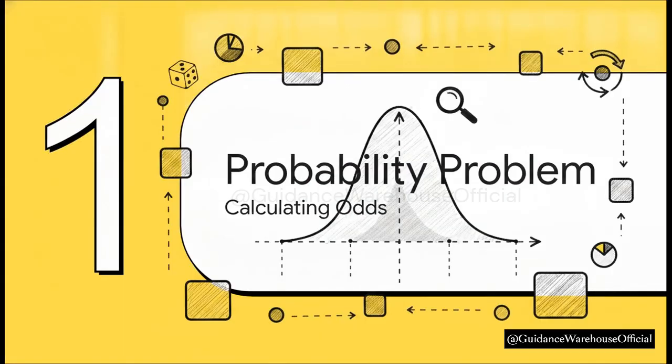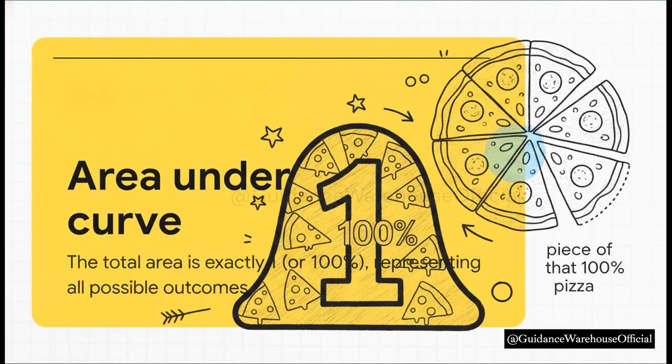Section 1. The probability problem. To figure out the odds of any score occurring, we need to look at continuous data. And finding probabilities in continuous data is simply calculating the area under a normal curve. Now, here's the absolutely core rule of probability. The total area under this curve is exactly 1, or 100%. It represents every possible outcome, meaning every single exam score in the entire class.